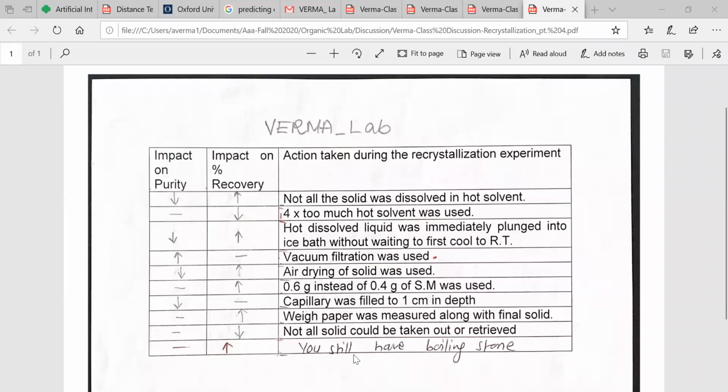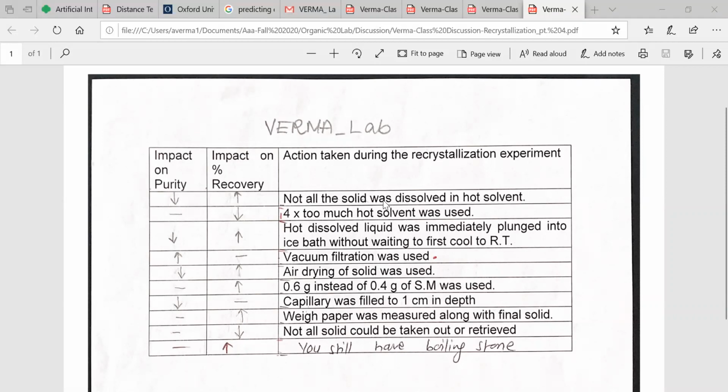I have collected a few situations for you. For example, not all of the solid was dissolved in hot solvent. These situations you should think about using all the practical information that we have listed in our previous discussion. What will be the impact on recovery? What will be the impact on purity?